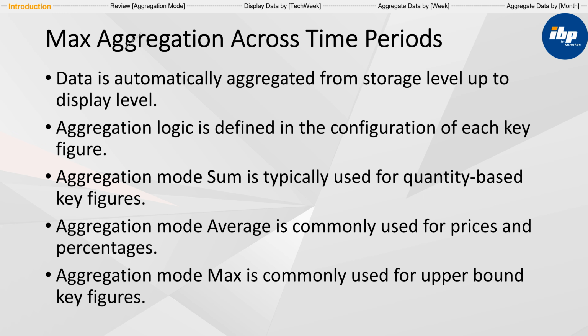First, review the core idea. SAP Integrated Business Planning automatically aggregates data from its storage level to the display level, using the aggregation logic configured for each key figure. Aggregation Mode Max is commonly used for upper bound key figures because it displays the highest underlying value at a higher time level.